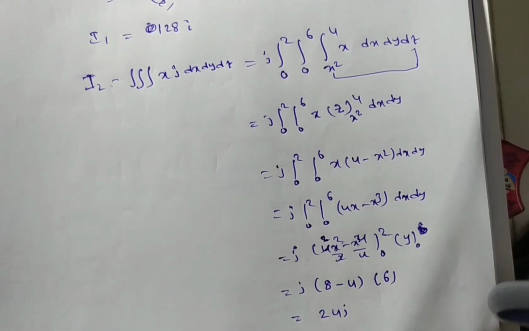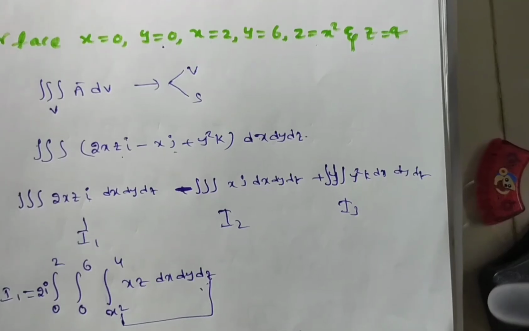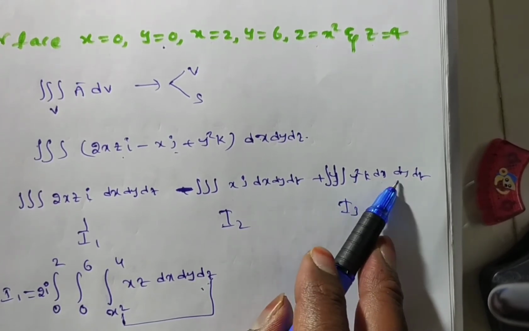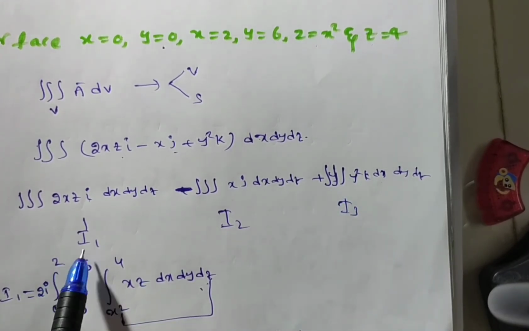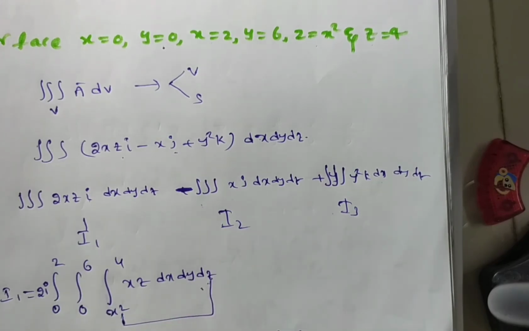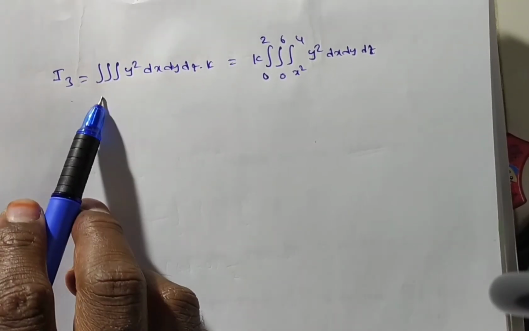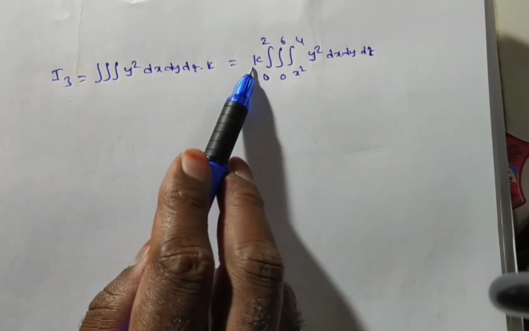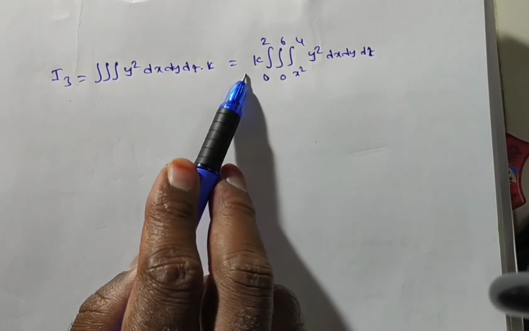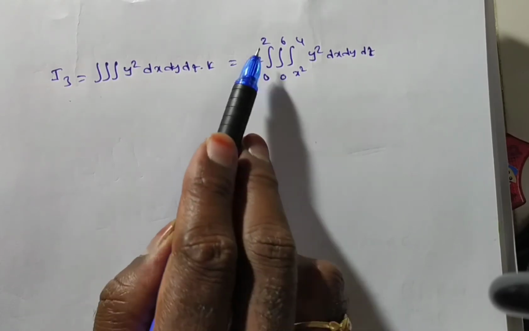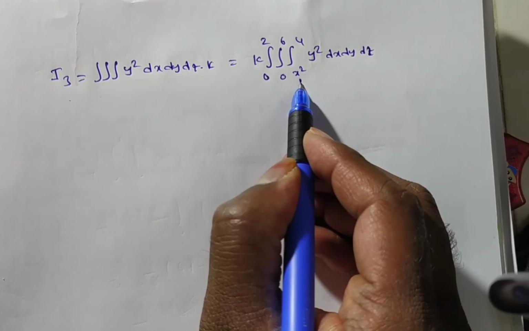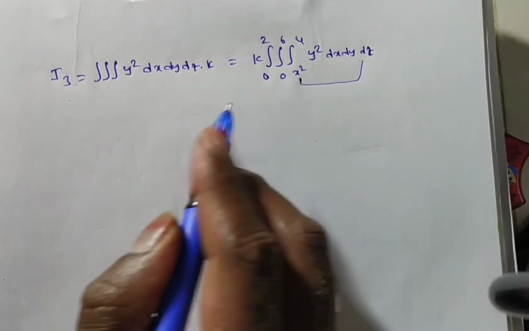Next I want to find out I3. What is I3? Now we will see. We have I3 equal to the triple integral of y squared k into dx dy dz. Okay, friends, you observe I1 minus I2 plus I3 here. I3 I have written, that is the triple integral of y squared dx dy dz, k. K is there, so it is better to write it separately outside. Next the limits, I have also written the x limits, y limits, z limits. Now you observe here also z limits are dependent on x. So first you have to integrate with respect to z.